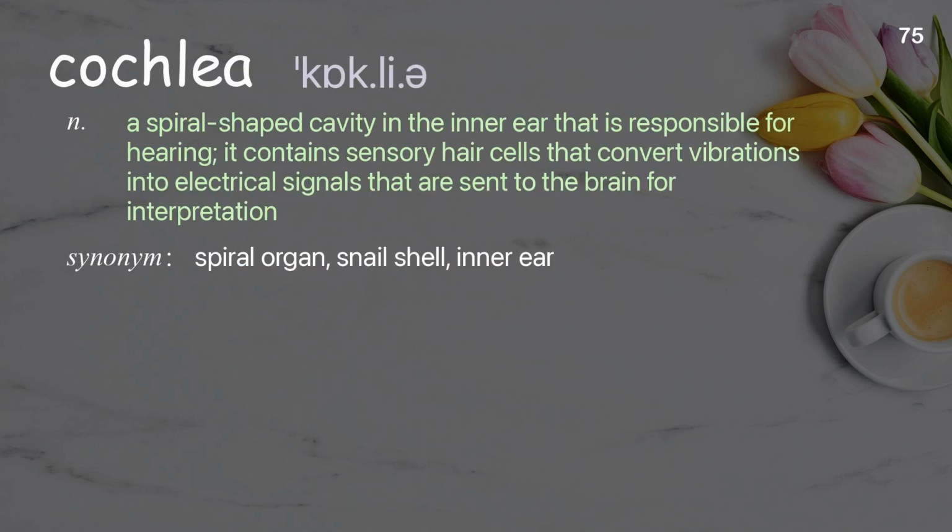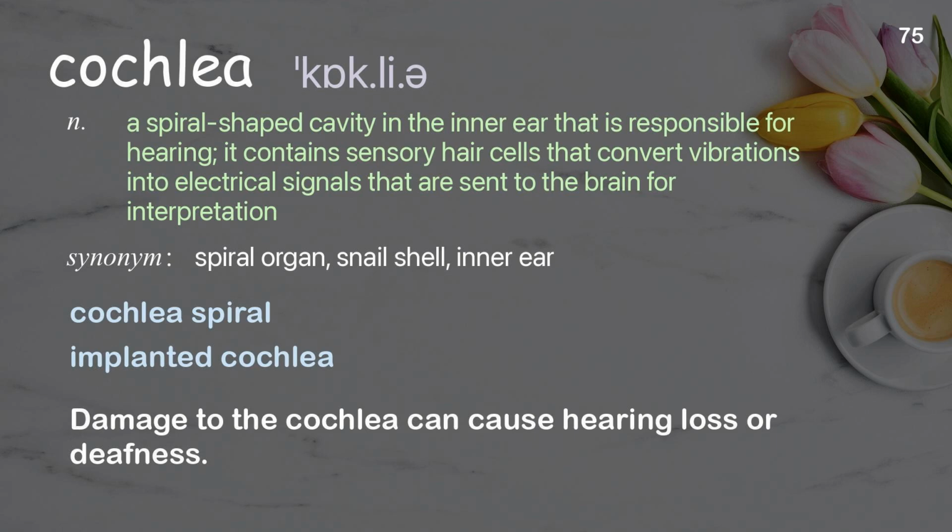Cochlea: A spiral-shaped cavity in the inner ear that is responsible for hearing. It contains sensory hair cells that convert vibrations into electrical signals that are sent to the brain for interpretation. Examples: Cochlea spiral. Implanted cochlea. Damage to the cochlea can cause hearing loss or deafness.